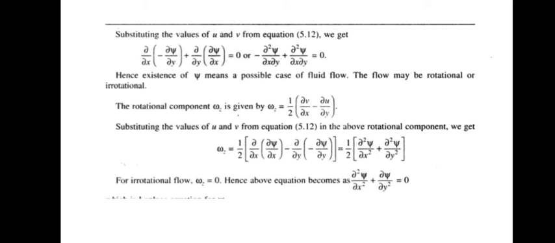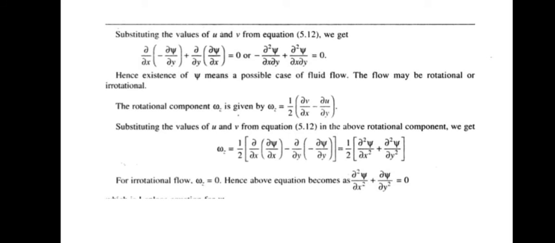Now for the rotational component, ωz. If you consider that fluid flow takes place in x and y directions, then obviously the fluid particle will be rotated about the z axis. So that's why we have the rotational component ωz, given by 1/2 in bracket ∂v/∂x minus ∂u/∂y.